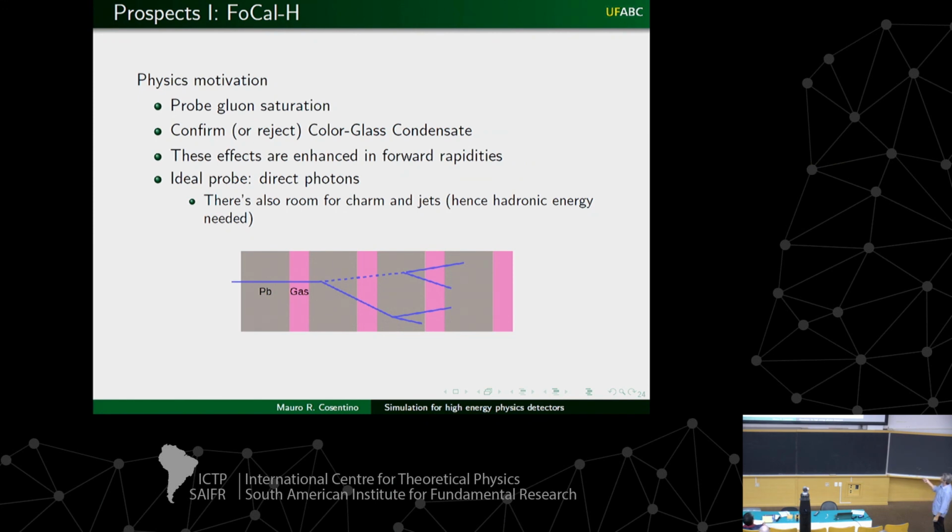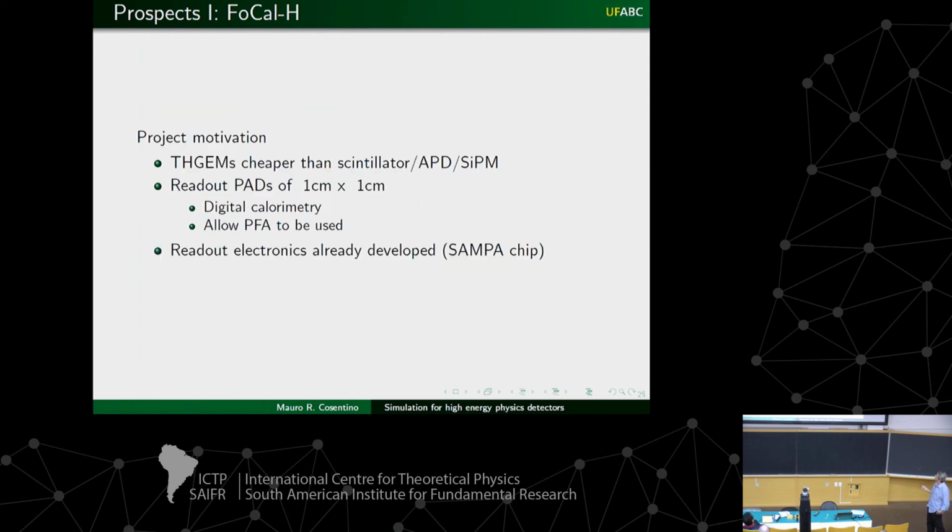You should see no signal in this detector. So basically, this detector, this hadronic calorimeter, the idea is, we have a sampling calorimeter, with lead layers interleaved with thick GEMs. Here is where we will detect the shower parts. Of course, you see there's some loss here, when there's some energy lost in the lead layers.